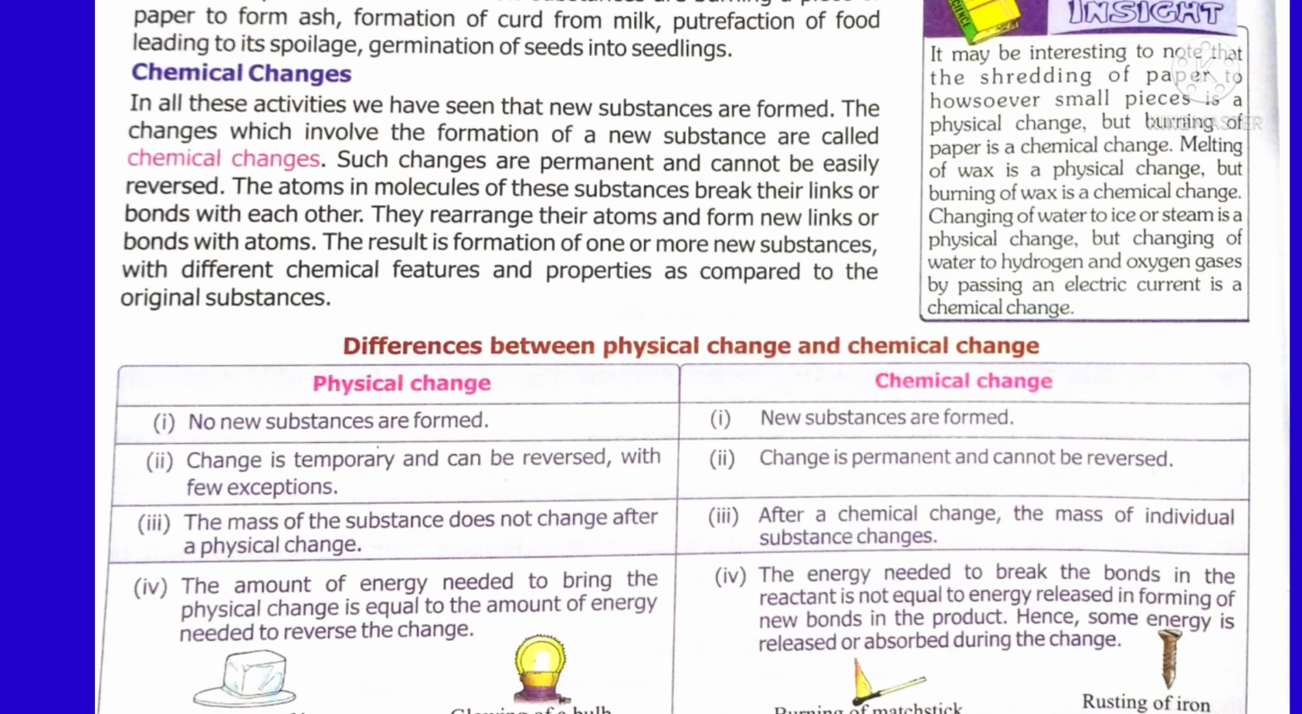Now tell me, what is chemical change? The changes which involve the formation of a new substance are called chemical change. It is a permanent change because after turning curd from milk, the curd cannot be changed back into milk. That means it is not reversed. So this process is called a permanent process.